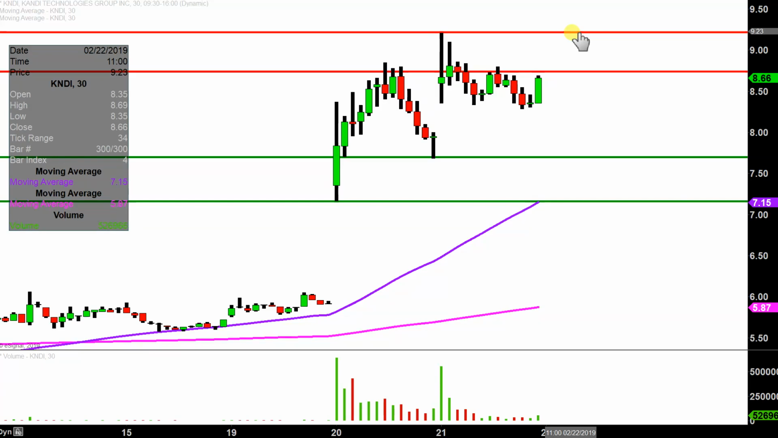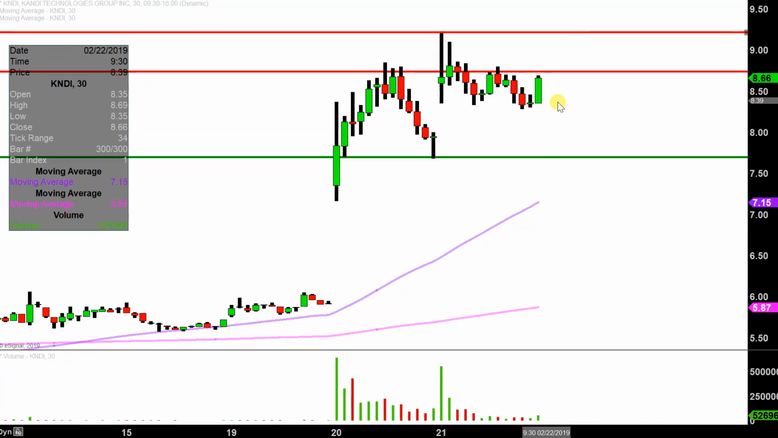As far as levels of support are concerned, I'm going to go ahead and do a little house cleaning, just get rid of that line. The ideal level going forward would be if the price can stay up above $7.70, which is that green line right there.